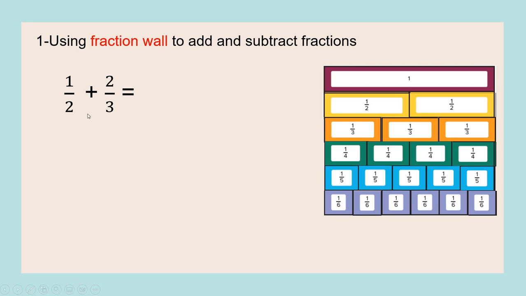But here I have unlike denominators. What is the meaning of unlike denominators? It means two different denominators. I have here 2 and I have here 3. How can I use the fraction wall? Well, let's see here. I want to get 1/2 like this one, I will put it here, and I want to get 2/3.